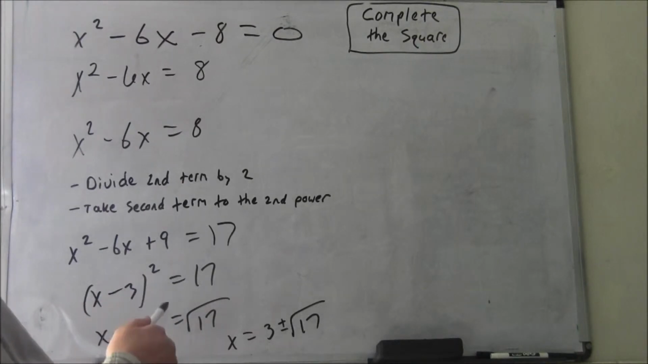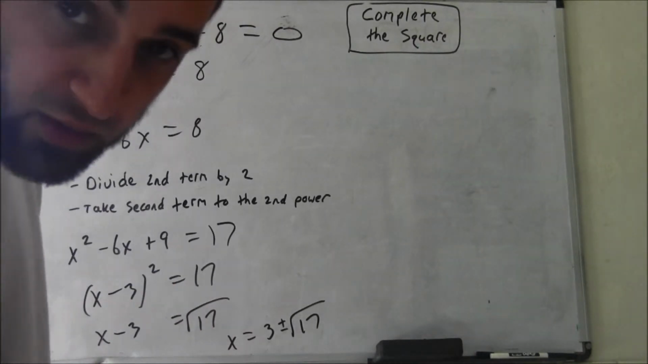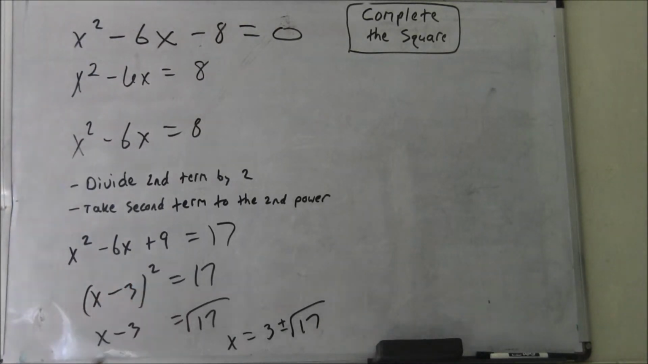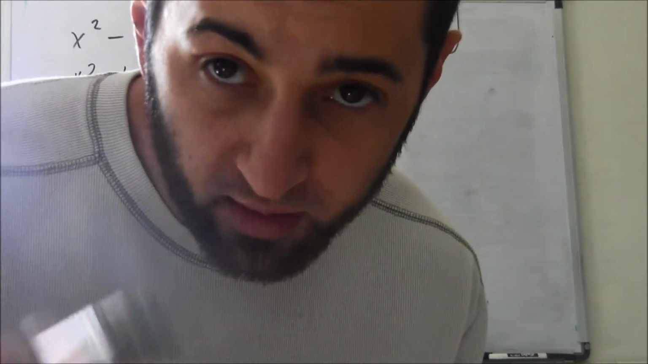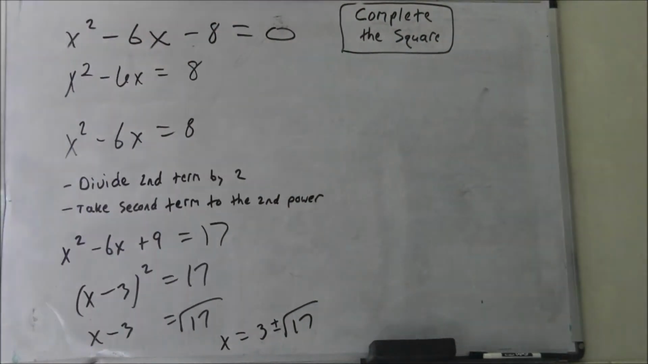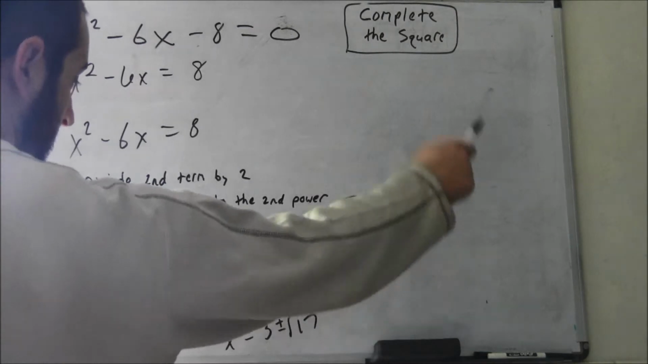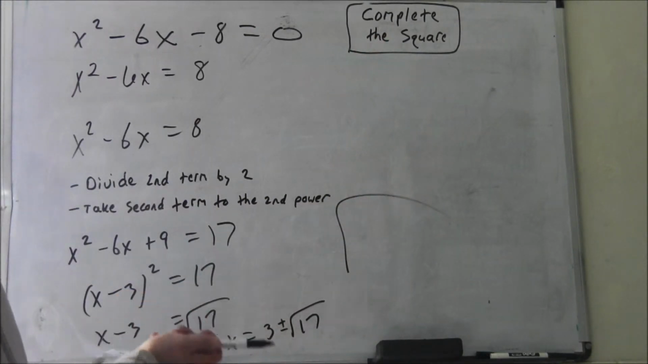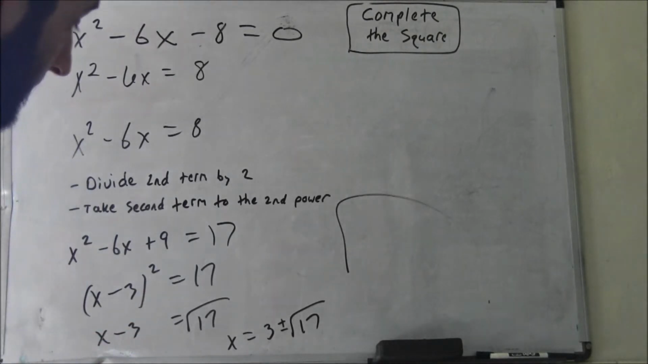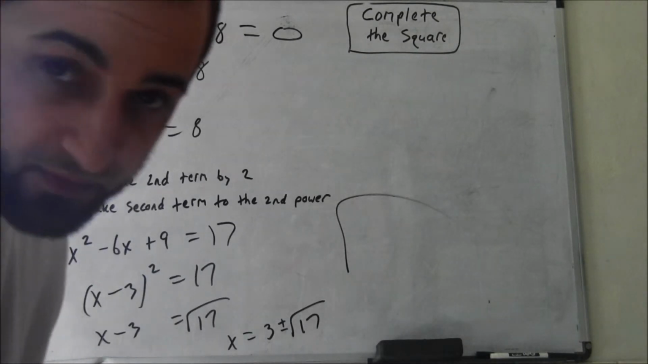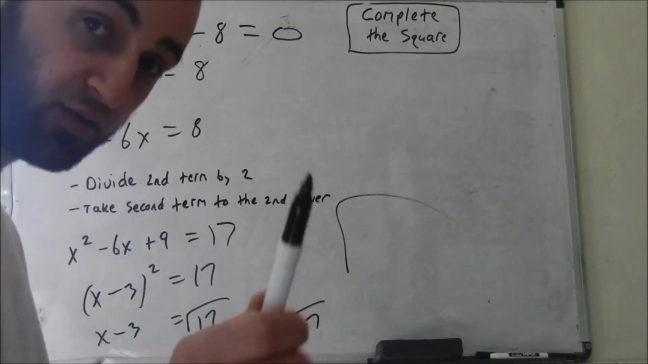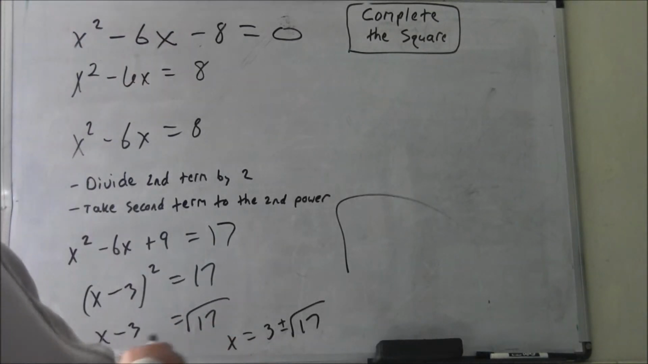x minus 3 squared equals 17, and then you want to reduce that and solve it. To get rid of the square, the opposite of a square is the radical. So you do the radical on it, and that gets rid of the square, leaving you with x minus 3 equal to radical 17. Whatever you do to one side, you do to the other.